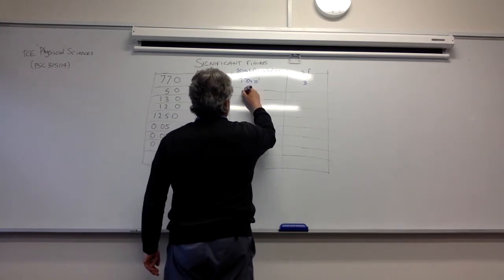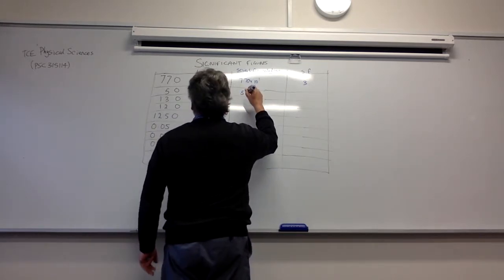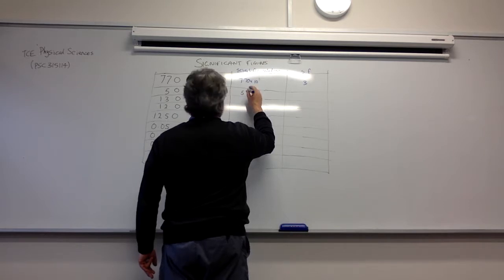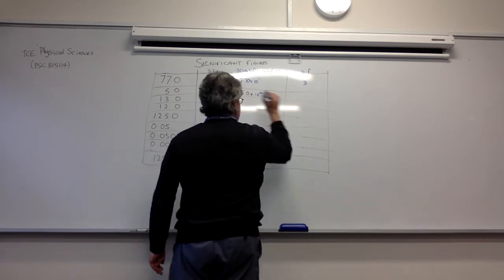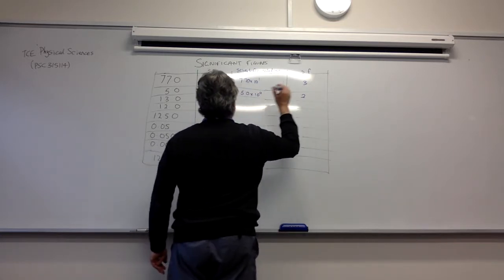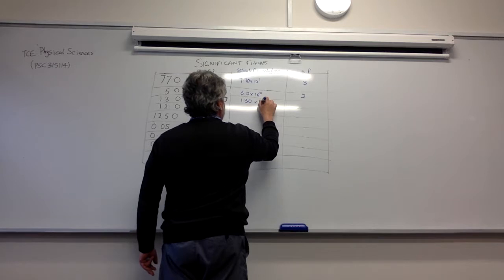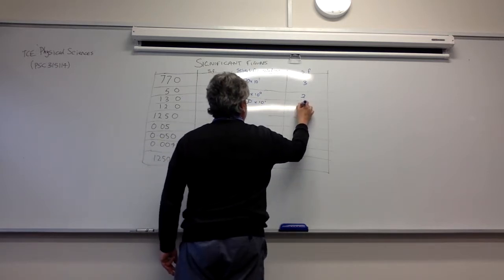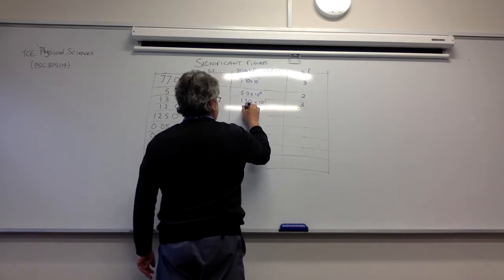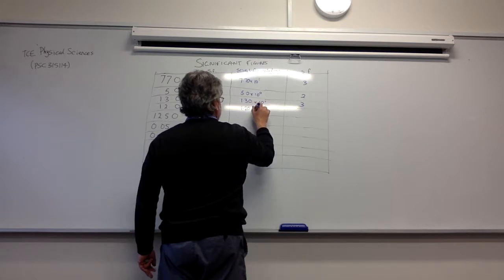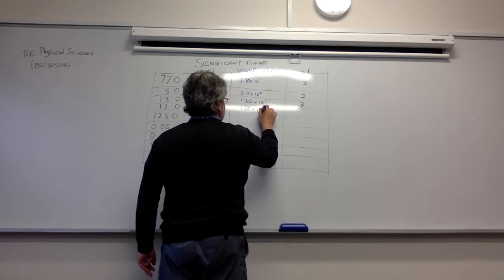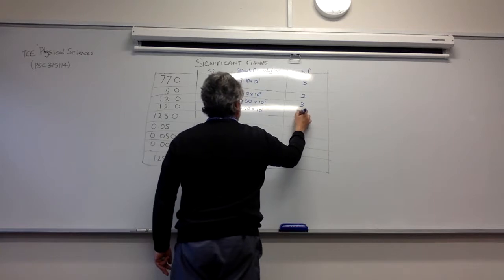The next one, 5.0, is just 5.0 times 10 to the 0. So that's 2 numbers, so that's 2 significant figures. The next one, 13.0, is going to be 1.30 times 10 to the 1, so that's going to be 3 significant figures. And the next one, 12.0, is going to be 1.20 times 10 to the 1, so that's 3.